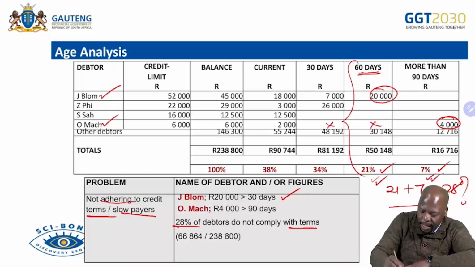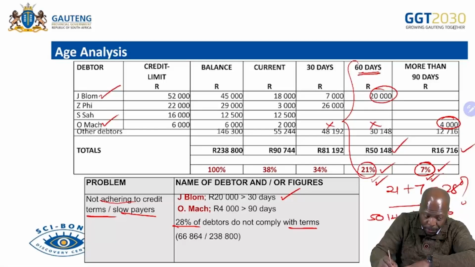But in the event that you're not given this 21 and the 7, how then would you calculate? You would then have to say 50,148, which is this one, plus your 16,716. You add those two, and it should give you a total of 66,864.